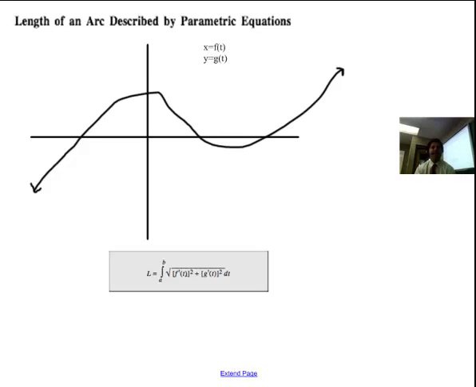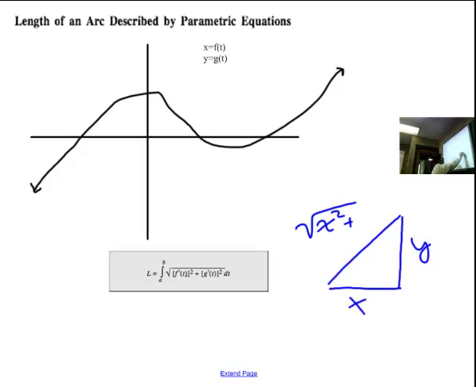Okay, so we are going to look at how to find the length of an arc described by parametric equations. And to do that, we're going to use the Pythagorean theorem. So you know the Pythagorean theorem. It says that if I know x and y, you know what that length is, right? You've done this a ton of times. This length would be the square root of x squared plus y squared.